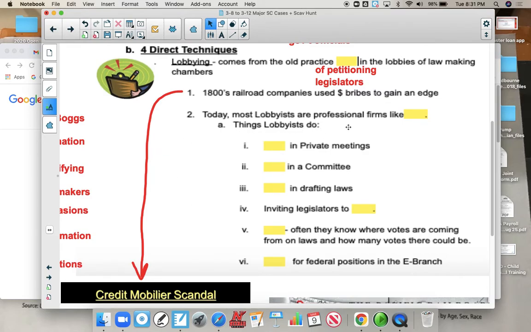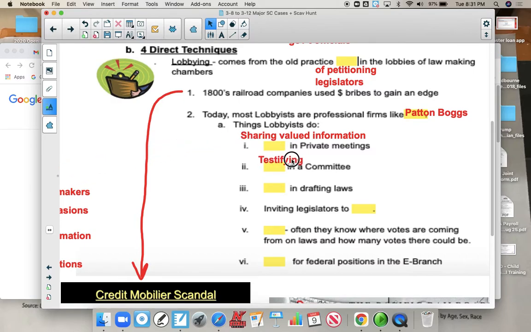Today, most lobbyists are professional firms such as Patton Boggs. Did a little research on them, didn't really find out much other than that they're a law firm today out on the East Coast. But things that lobbyists can do that would be considered direct techniques would be sharing valuable information. Remember, they have access to lots of valuable data that can persuade politicians one way or another.